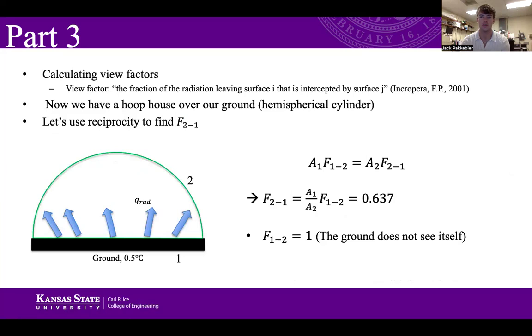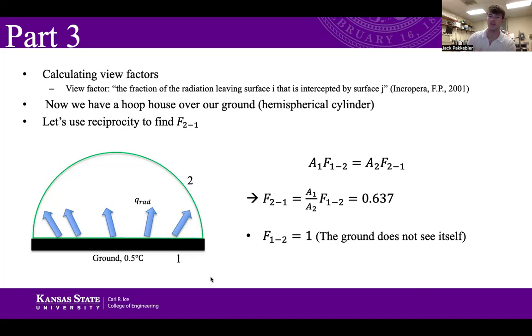So as I mentioned in the previous slide, I had a view factor in there that was 1. Here's how view factors can be calculated. A view factor is the fraction of the radiation leaving a surface i that is intercepted by another surface j. So for us, now let's consider the hoop house. We have a hoop house over our ground, and the hoop house will be a hemispherical cylinder.